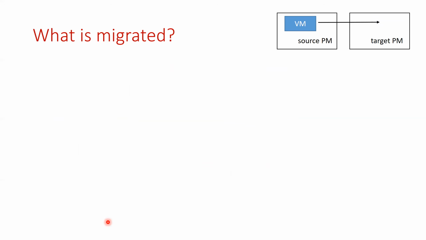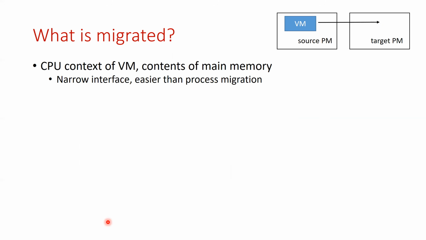So when we say VM live migration, what is migrated? Mainly these two things are migrated. The CPU context of a VM, that is, whatever are the values of the CPU registers when a VM is running, that CPU context is migrated, and the contents of the main memory, the memory pages of the VM, are also migrated from the source to the target. Okay, so these are the two main things that are to be migrated, and this is easier than a process. You don't have to see what shared libraries it is using, all of those things you don't have to worry about. You just take the CPU context and main memory contents, and you migrate them.